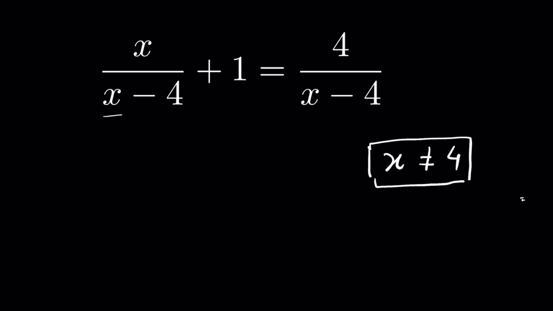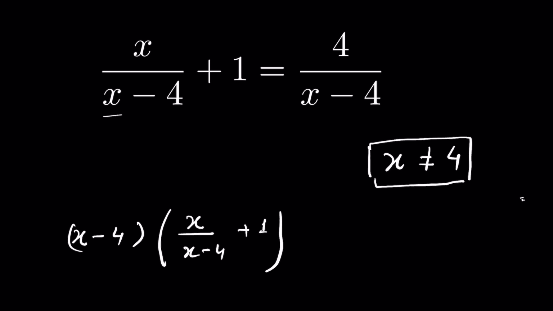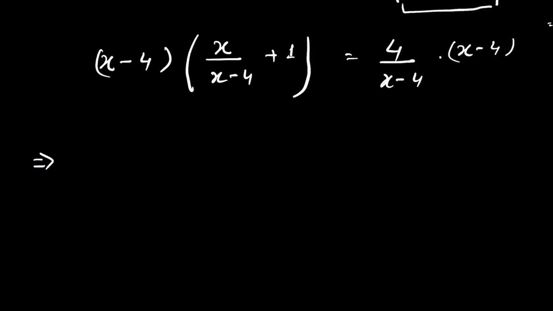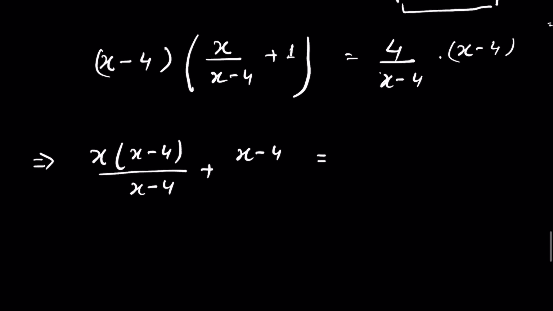Let's multiply both the sides by x minus 4. So in that case we have x minus 4 times x upon x minus 4 plus 1 is equal to 4 upon x minus 4 times x minus 4. Now this is x times x minus 4 upon x minus 4 plus x minus 4 times 1, that is x minus 4, is equal to, these two are like factors so we can cancel, so it is equal to 4.